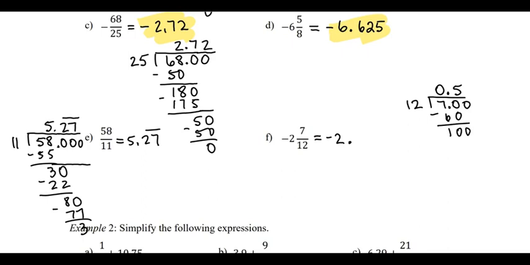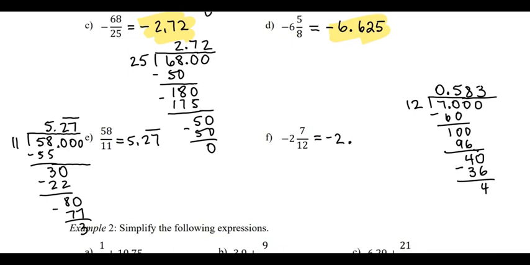Bring your next 0. 12 goes into 108 times. So that'll give you 12 times 8 is 96, and then you have 4 left over. So bring another 0 down. Now we're looking at 40. 12 goes into 40 3 times, so that would be 36, and we have another 4 left over.